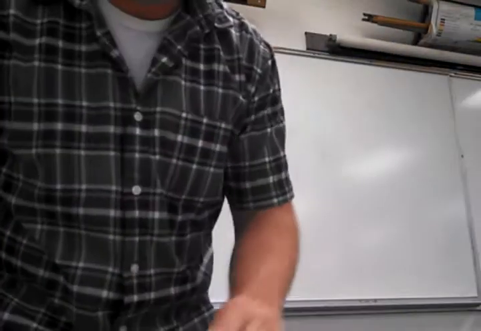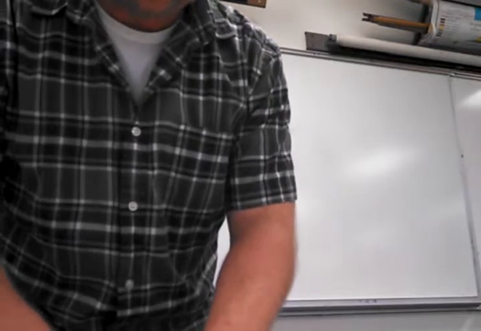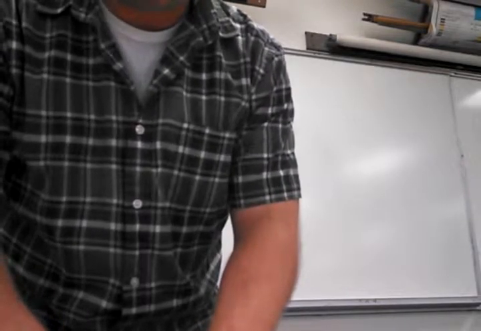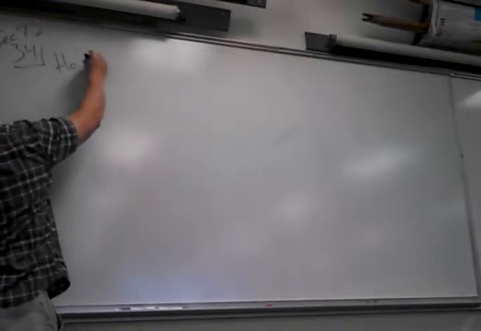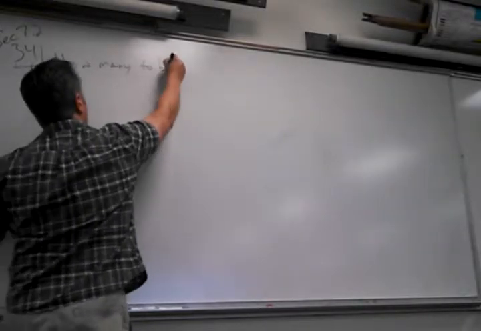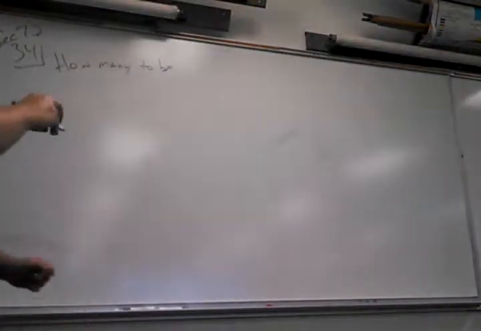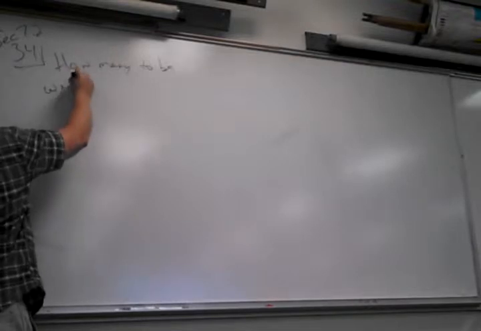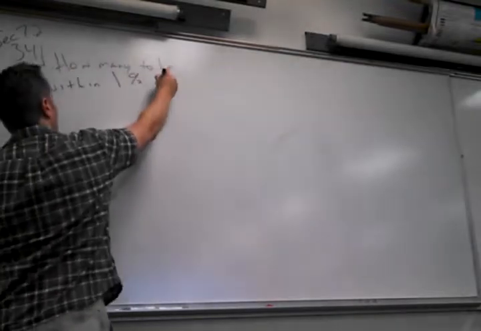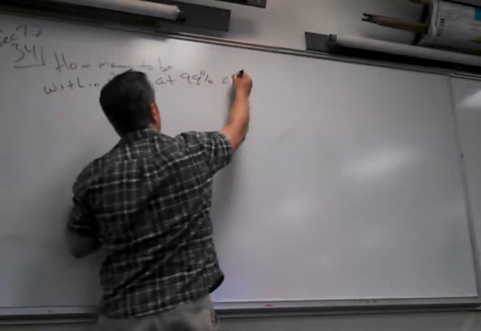Yeah, so number 34, Windows penetration. That sounds very strange. How many computers must be surveyed in order to be 99% confident? This is number 34 in 7.2. How many to be within, what's it say? 1 percentage point, at 99% confidence.